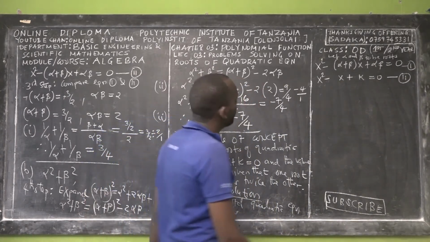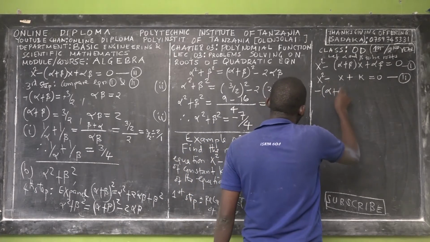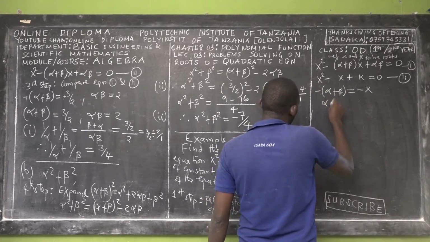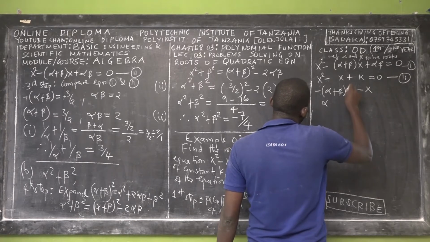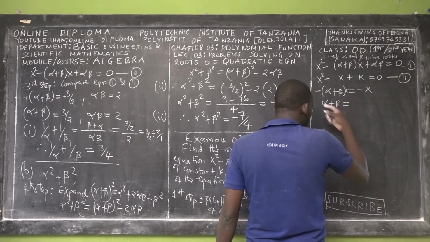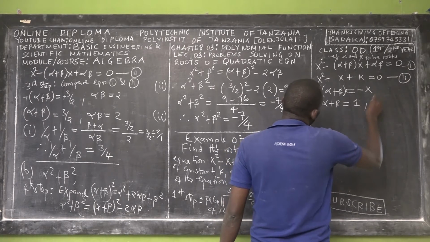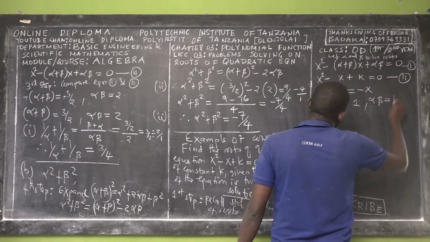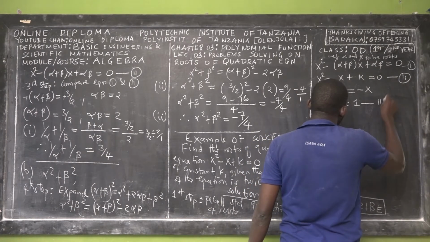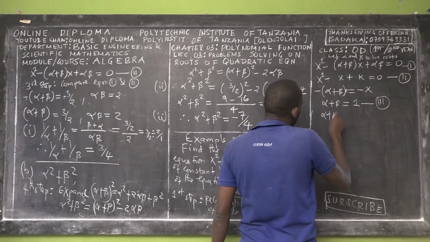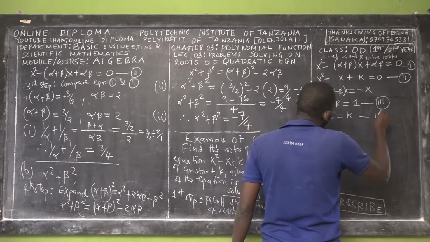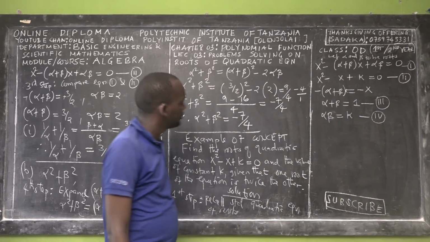So if we compare, here you have negative (alpha plus beta) x is equal to negative x. So x and x cancel. So alpha plus beta, divided by negative both sides, is equal to 1. But also you have alpha times beta is equal to k. To write them in the form of equations, this will be equation 3. And also, as we say, we have the product of the roots, alpha times beta is equal to k. Suppose that this is equation 4. That's the first step.